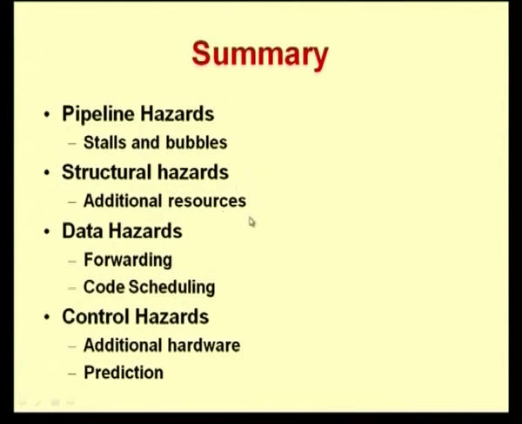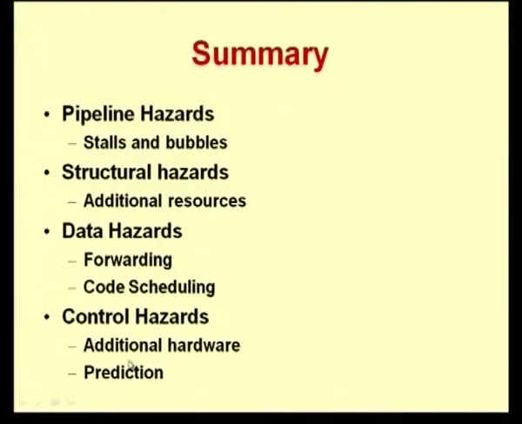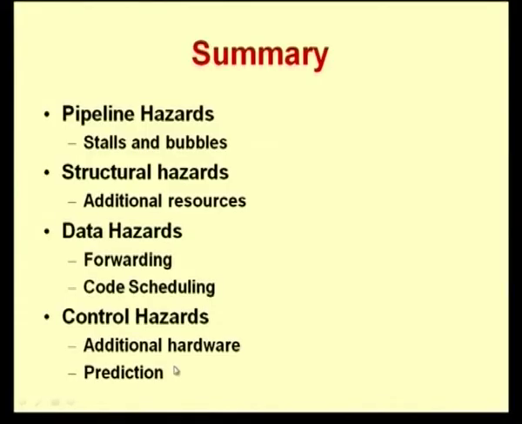We saw how the memory is split into two, the instruction memory and the data memory, in the case of the MIPS pipeline, and then the use of forwarding and code scheduling to handle data hazards. We saw two examples of how forwarding can be done. Of course, this requires some additional data path to be introduced. We saw how that needs to be done, and then how control hazards can be handled by means of additional hardware. Of course, there is also something called branch prediction that is used when you are handling control hazards.